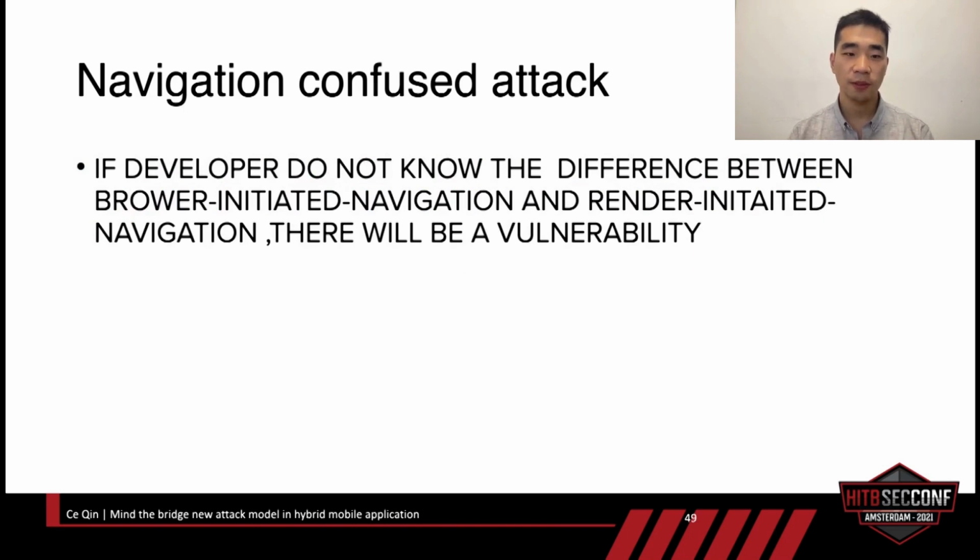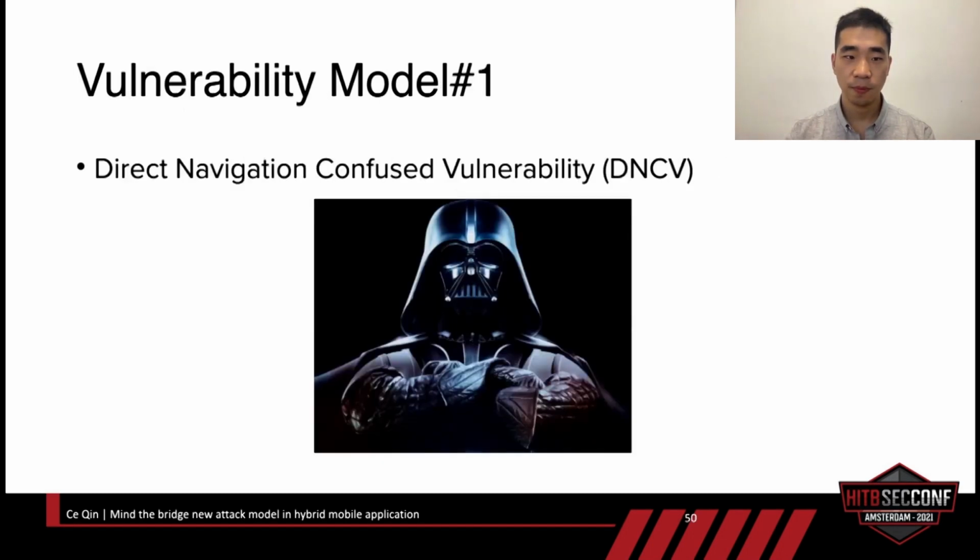In other words, if developers do not know the difference between browser-initiated navigation and render-initiated navigation, there will be a vulnerability, and there will be an attack. This new attack is called Navigation Confused Vulnerability. We have found 3 vulnerability models in the real world. First one, direct navigation confused vulnerability.